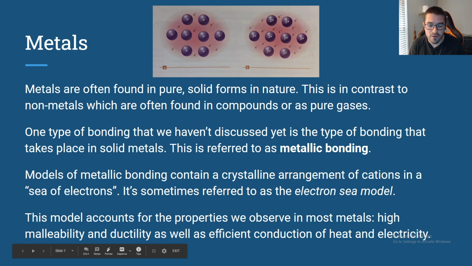This also accounts for a few other properties that we observe in metals, and that is that they are universally efficient conductors of heat and electricity, particularly electricity, right? Electricity is just the flow of electrons. So in this model, where we have the cations that are sort of fixed in place, but the electrons which are not, a flow of electrons is easy to maintain and establish because these electrons are not necessarily associated with any one atom or any one cation. So electrons can flow easily. That's why metals are used for wires, to conduct electricity.